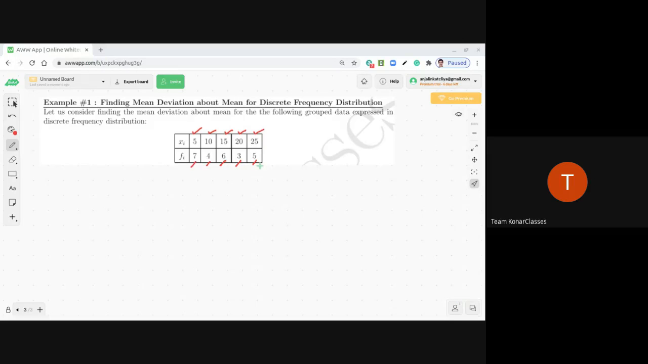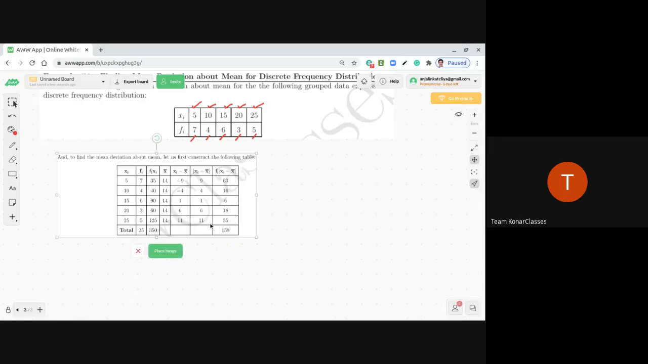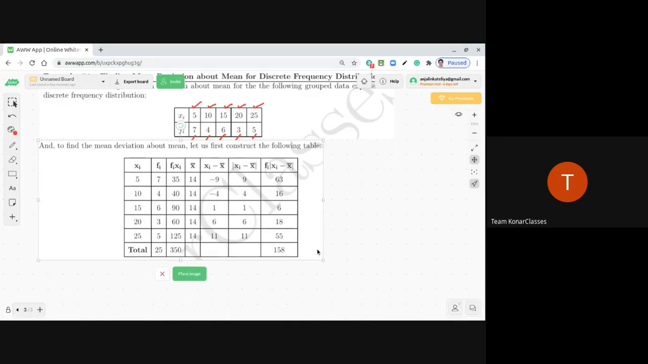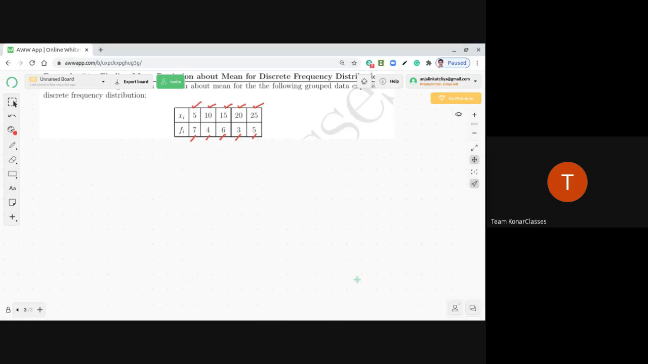Now, to find that mean deviation about mean, we need to compute this table. So what is this table? Let me show it to you, dear students. As I always explain with some representative example, and you will find it very useful, I hope. In case it is not, never hesitate to let me know. Okay, so what do we need to find?